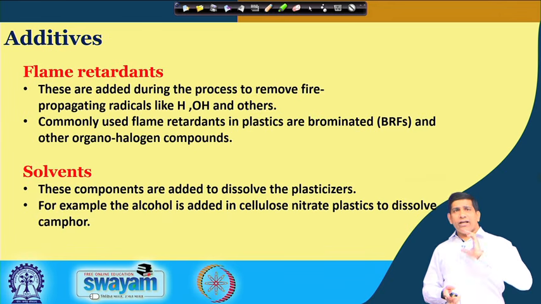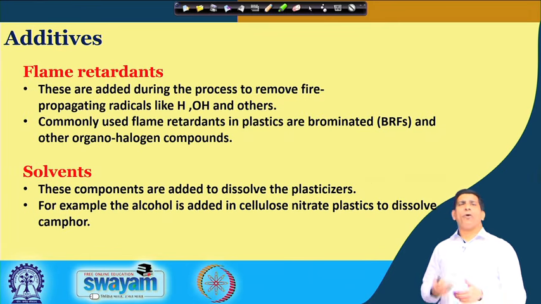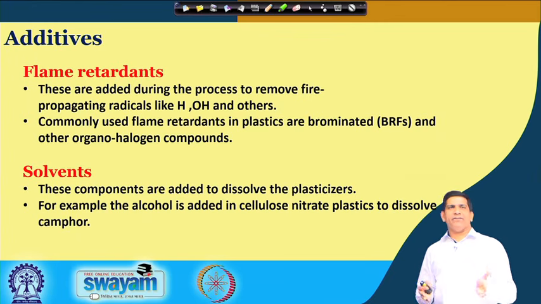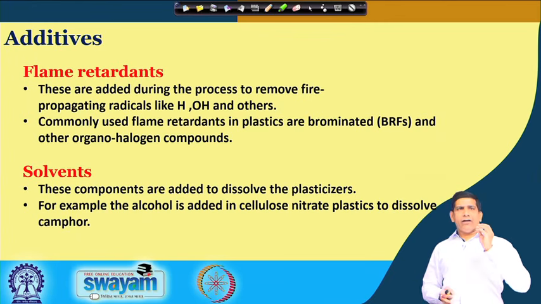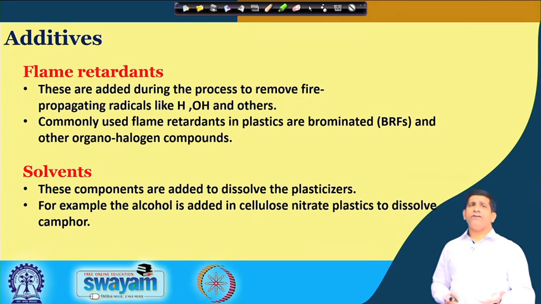In that scenario, what do brominated flame retardants mean? Flame retardant: it will not let flame propagate, it will not like fire. It basically acts as fire resistance or fire protection, in layman's terms. So, to remove the fire-propagating radicals, commonly used are brominated flame retardants, BFRs, and other organohalogen compounds. Then we have solvents.